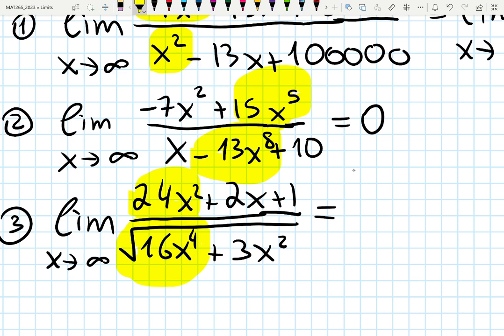So would that become, because the second 3x squared is irrelevant, it just becomes the square root of 16x to the 4th, which is... Yeah, exactly, which is 4x squared. Yeah, exactly. So, very good point.